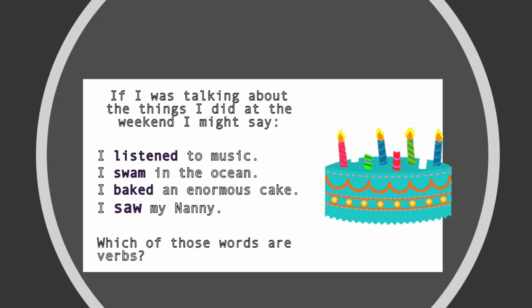So if I was talking about things that I'd done at the weekend, I might say I listened to music, I swam in the ocean, I baked an enormous cake, or I saw my nanny. So have a look now, which of these words are verbs?